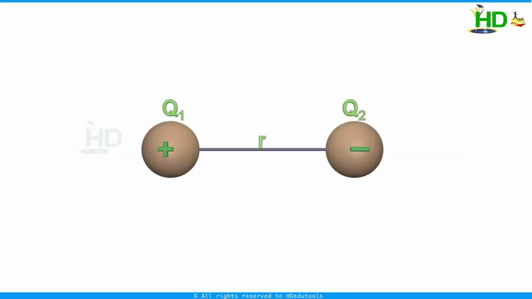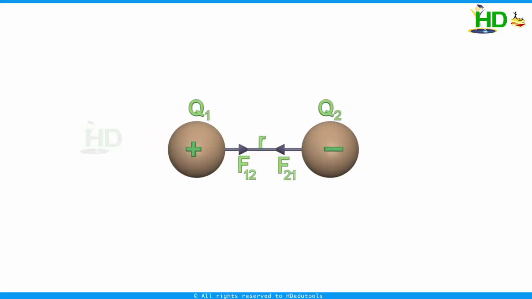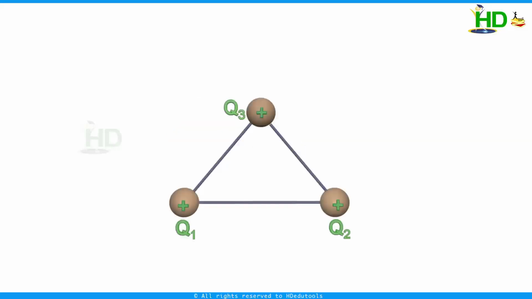Similarly, when a positive and a negative charge are taken, they attract each other. These are the forces acting on the positive charge and the negative charge. Similarly, we consider three charges Q1, Q2, Q3. If these three charges are placed at the corners of an equilateral triangle, and they are positive charges, I want to find the resultant force on this charge.